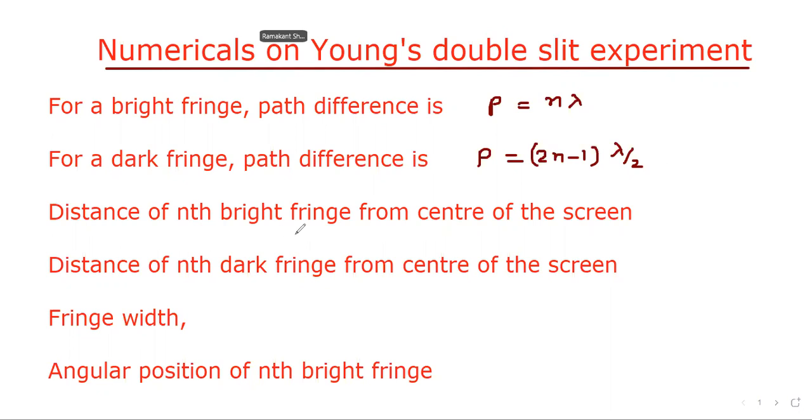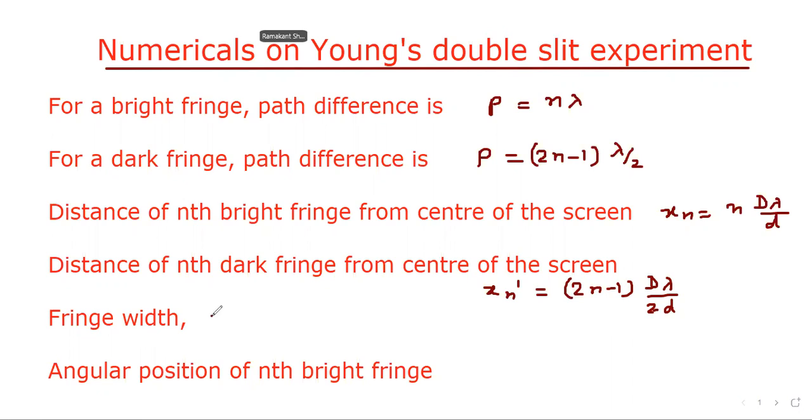Now, distance of nth bright fringe from center of the screen is given by xn equal to n times capital D lambda upon small d, where n can be 1, 2, 3, etc. And next point is distance of nth dark fringe from center of the screen is given by xn dash equals (2n minus 1), an odd multiple, times D lambda upon 2d.